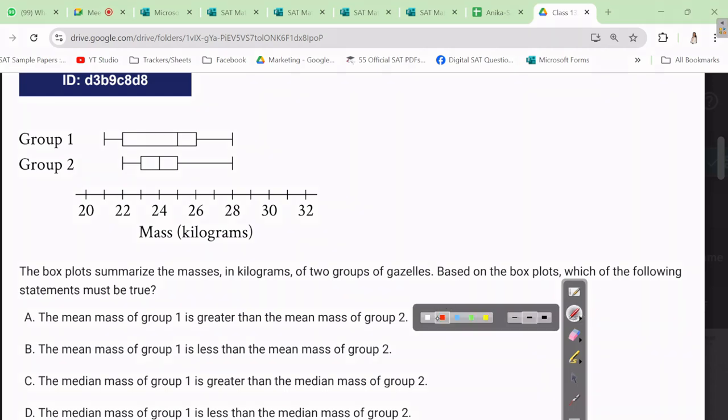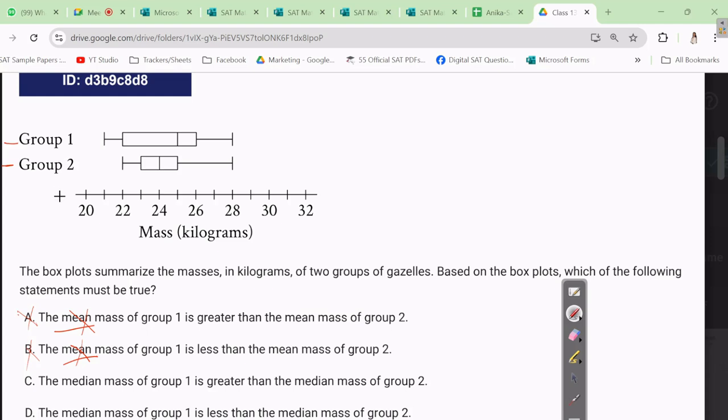Okay. So first thing is, remember that box plots do not tell us anything about the mean. So I can immediately eliminate those. Exactly, you cannot tell anything about the mean by looking at the box plots. So option A and option B we can immediately eliminate, and in option C and D they are comparing the median of group 1 and group 2. So can you find out the medians of both the groups?